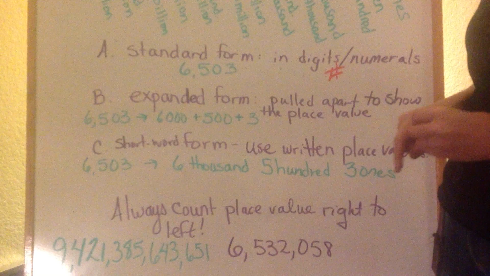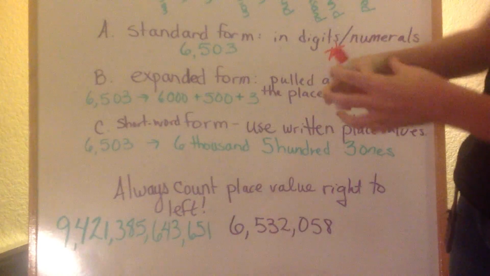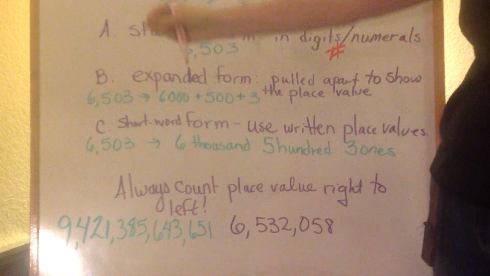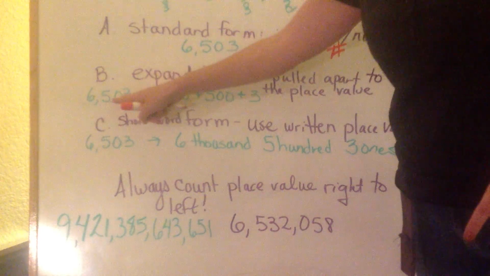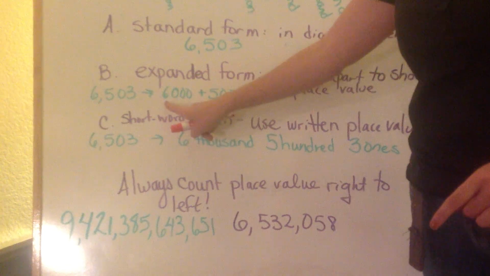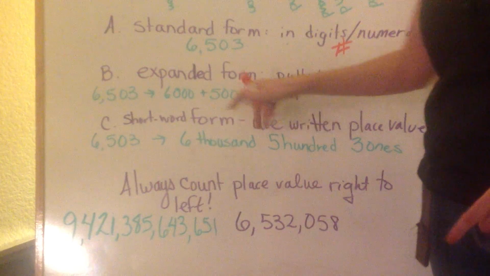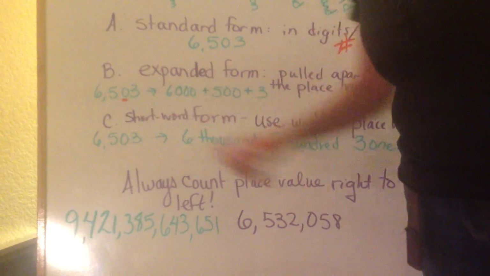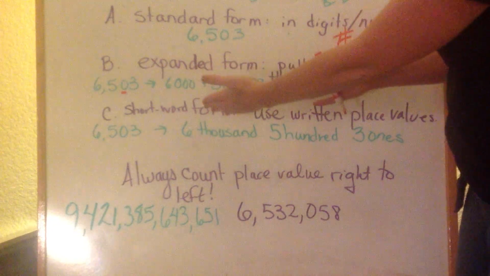The next form is called expanded form, and we defined that a couple days ago. That's when we pull apart the number to show its place values. So again, we have 6,503, but I'm going to pull it apart so it's 6,000 plus 500 plus 3. Notice we didn't put a 0 tens place because it's unnecessary. With our addends, we don't need to do that.